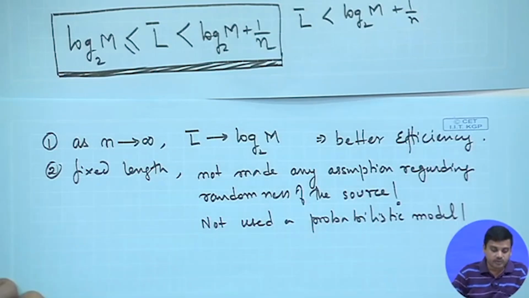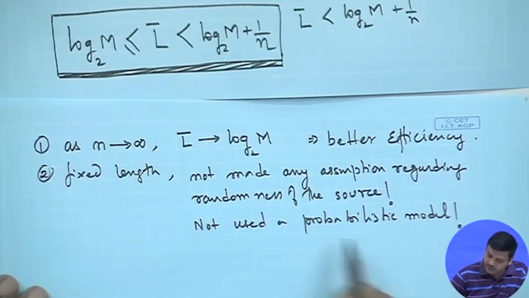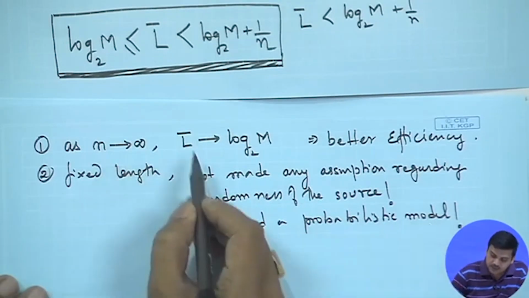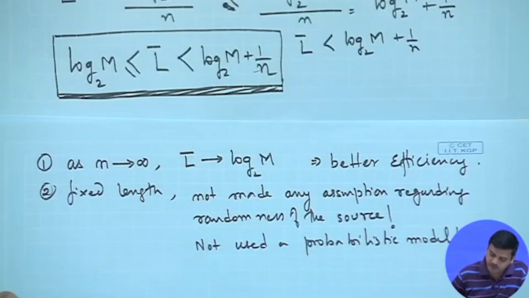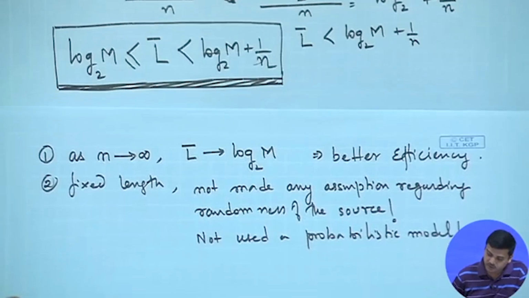Right. So, even without using a probabilistic model, now with a probabilistic model, what is the advantage? We will come to it very soon. Even without using a probabilistic model, we are able to get a situation where we are able to reduce the overhead.